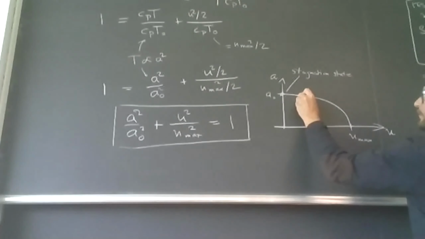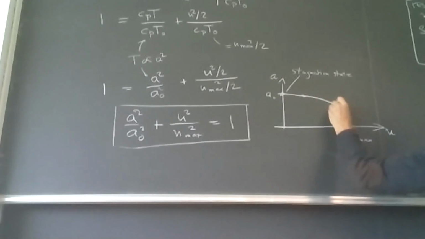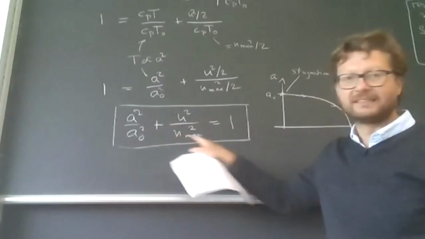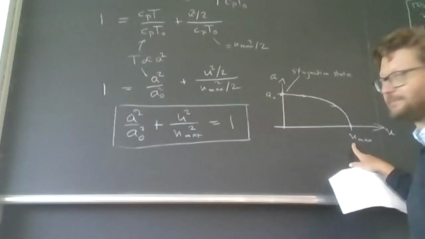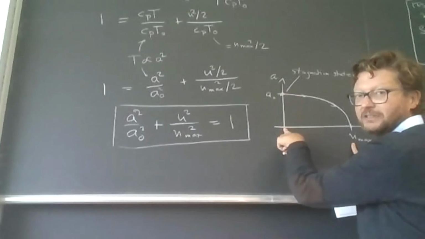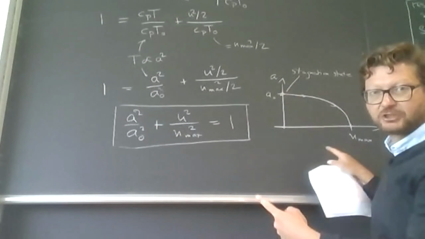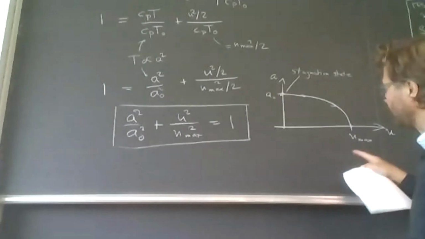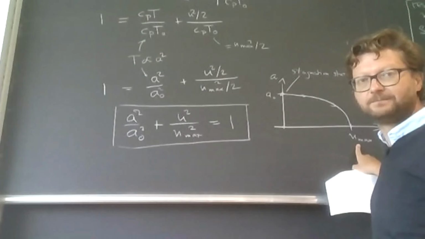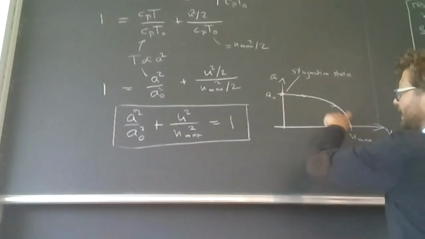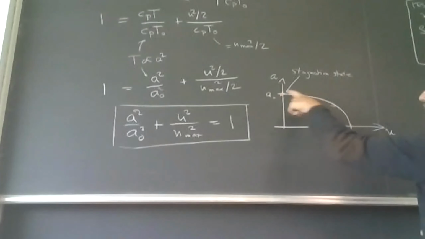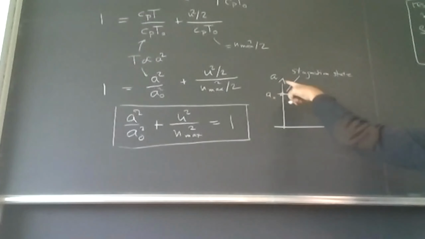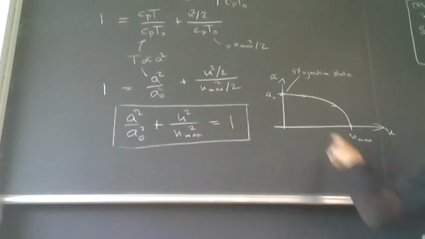And we can move along this line. Along this line, this equation is satisfied, and we come to the point U max, where the speed of sound tended to 0, temperature tended to 0, pressure tended to 0. This is the extreme case. So in an adiabatic system, we can move anywhere on this curve, exchanging energy from the stagnation state into kinetic energy and vice versa.